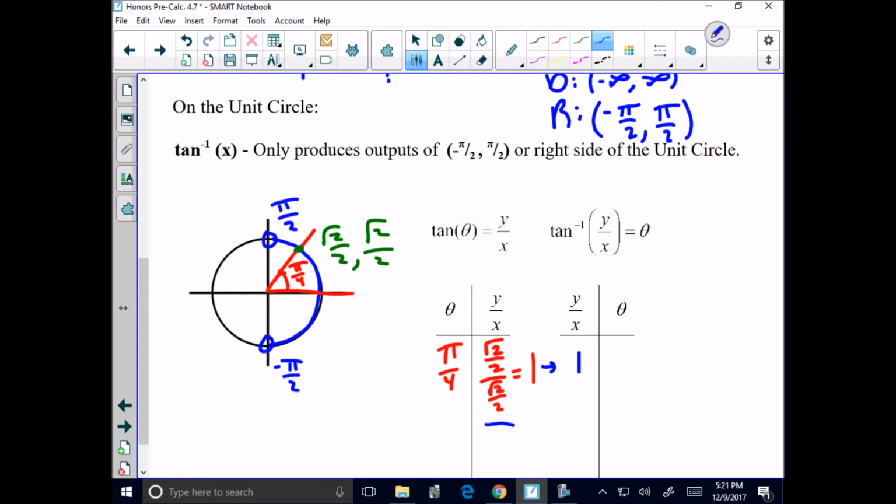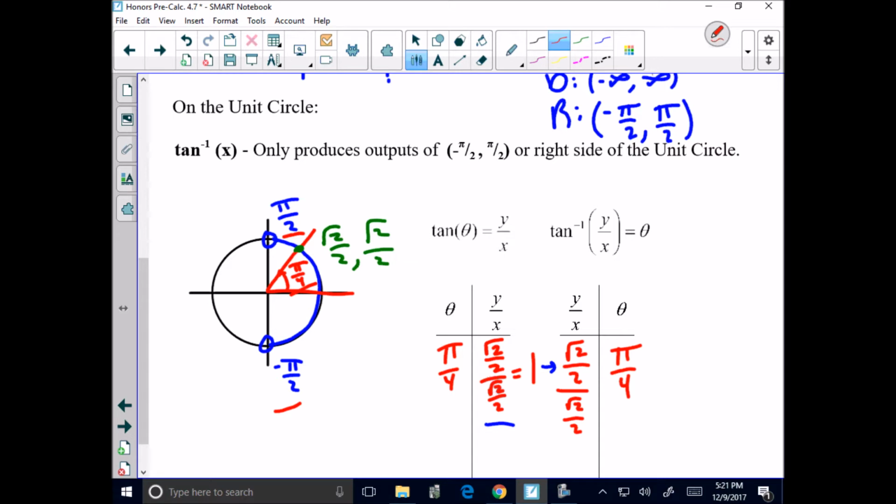But since inverse tan is only going to be giving us outputs from negative pi over 2 to positive pi over 2, that means that specifically this would have to be the square root of 2 over 2 divided by the square root of 2 over 2. And right here we see the y value of the square root of 2 over 2 divided by the x value of the square root of 2 over 2 at the rotation of pi over 4.